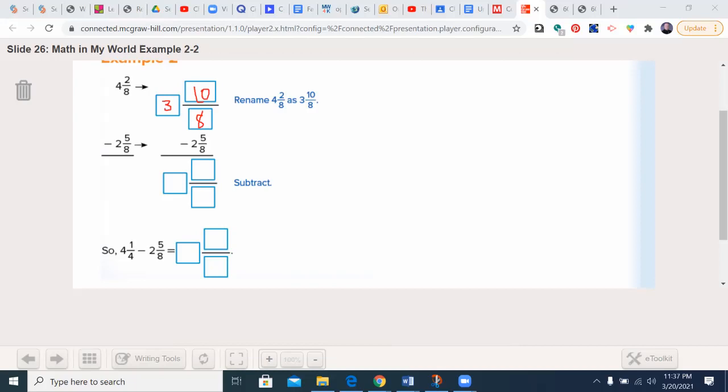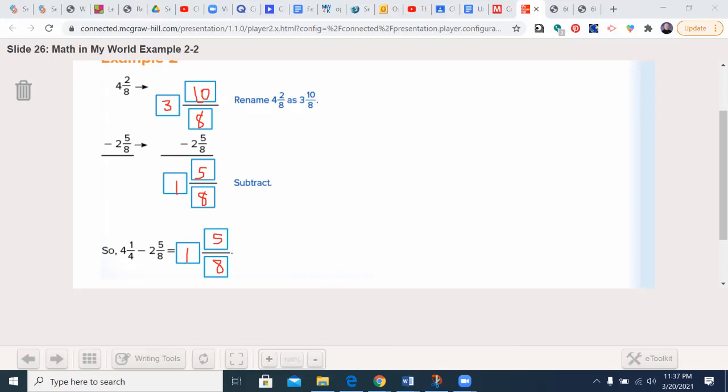Now I subtract. 10 minus 5 is 5. You don't subtract denominators. And then 3 minus 2 is 1. So our difference is 1 5/8. And they wrote it again at the bottom so you can see it.